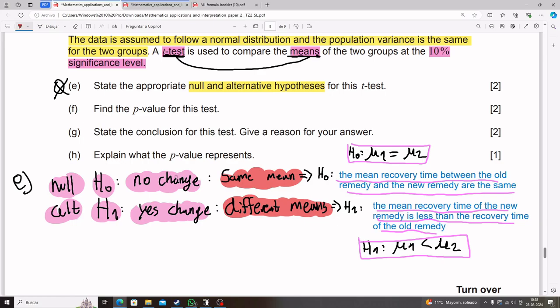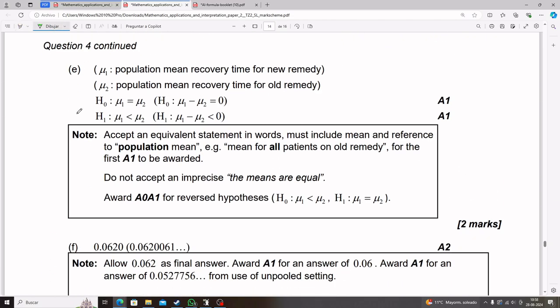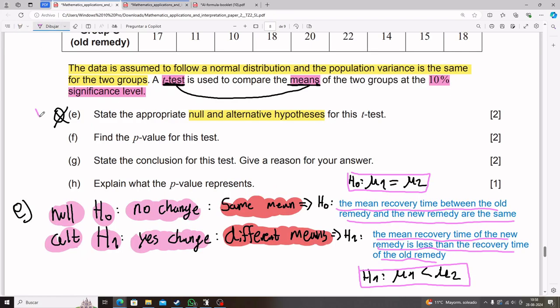All right, enough blah blah. That is for part E, and just so that you guys keep on trusting me, this is the mathy way to put it, if you'd like to say, ¿cierto? But they also accept, notice, an equivalent statement in words, okay? So either of them works, whatever floats your boat, see? So that is for part E.